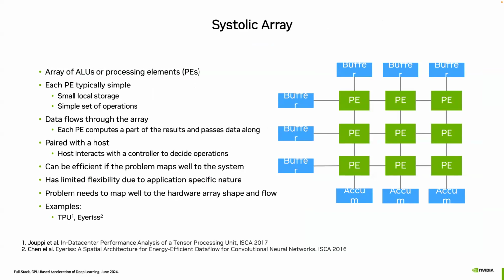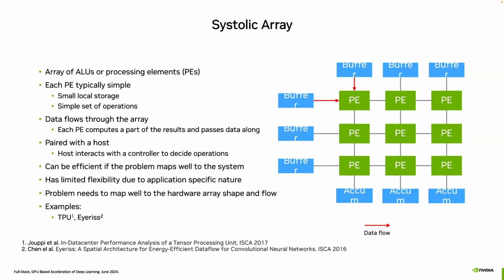It's an array of processing elements. Each one is typically simple. And the idea is that you have this data flow through the array, okay? So you have this array of compute units. And what you really want to do is pass information along for part of the computation. So what does that really mean?